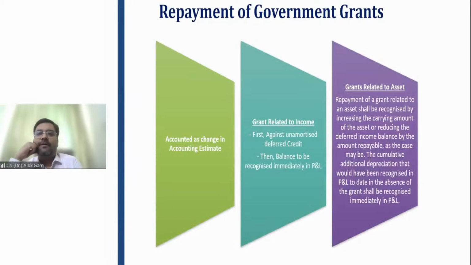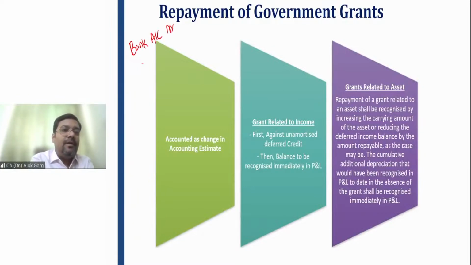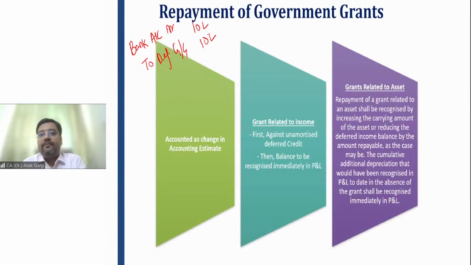So friends, first of all, on day 1, the entity was reasonably certain that yes, it will be able to comply with the condition. So in the first year, 10 lakh rupees of grant has been received. What was the accounting entry at the beginning of the first year? Bank account debit to deferred government grant, 10 lakh rupees, right? That is in the beginning of year 1.